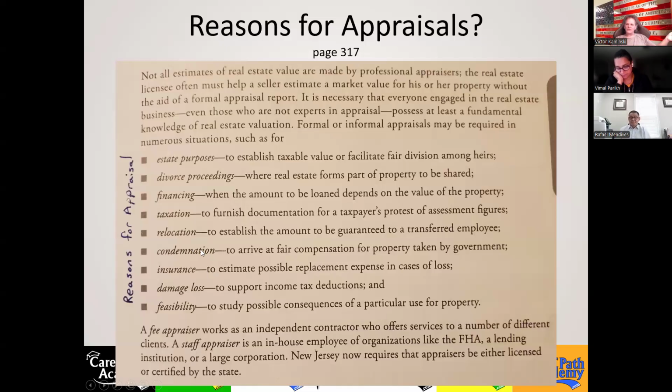For condemnation. Condemnation is when a government takes your property using their powers of eminent domain. Condemnation is the taking of that property through the court system, and you need to be justly compensated for the property they're taking. For insurance reasons, for damage or loss, to support income tax deductions, and for feasibility studies.